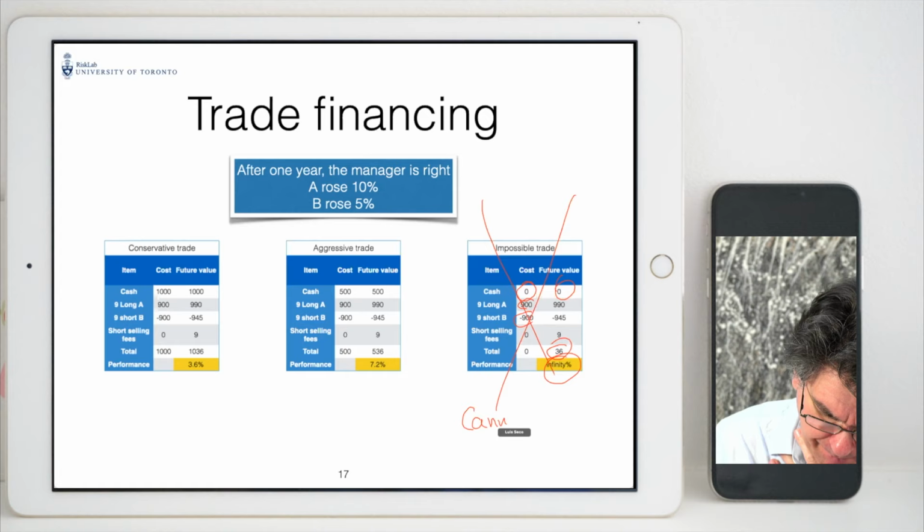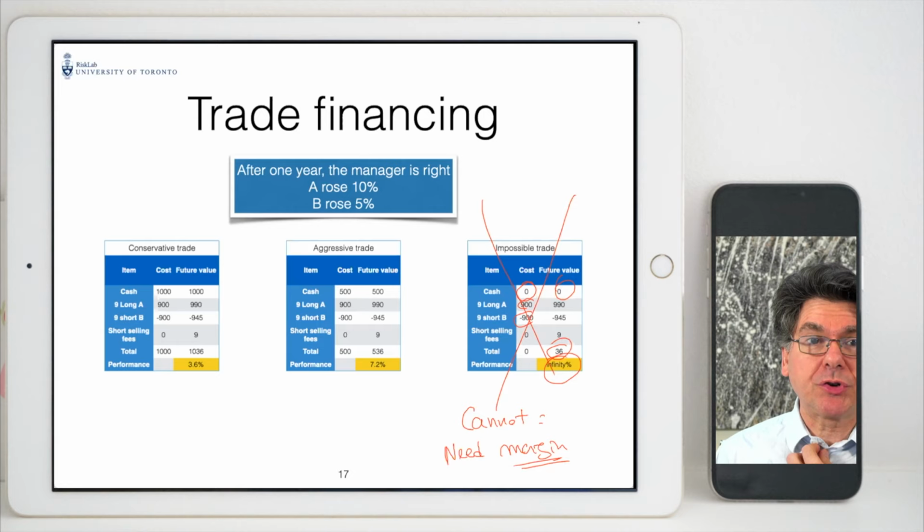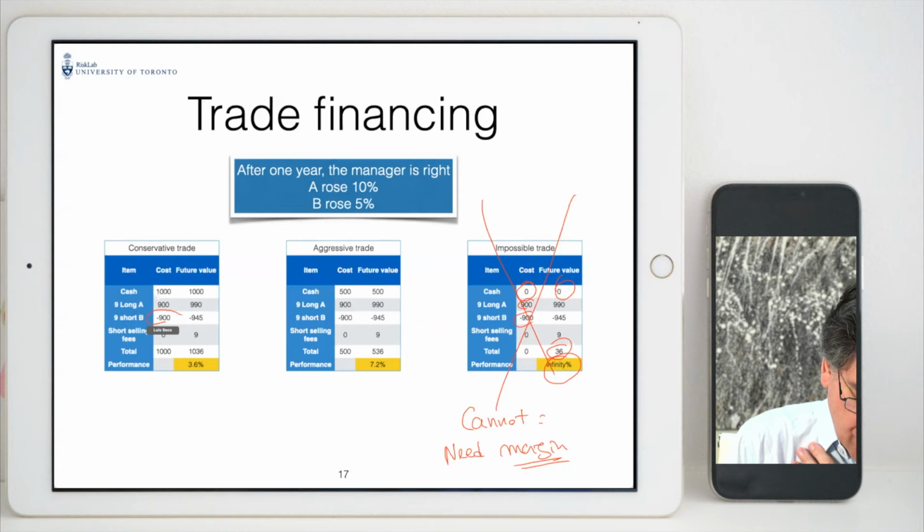You need margin, which I'm going to explain next week. For today, let me stick with this concept, because this is very powerful. What we have seen here is very powerful. The ability of going short means that I can generate cash that I can use to invest more and boost my returns. So I can obtain leverage for free. I don't have to borrow money in a certain sense, okay?